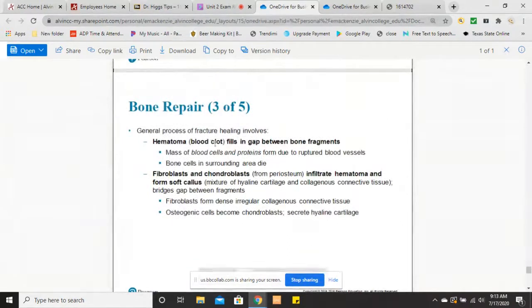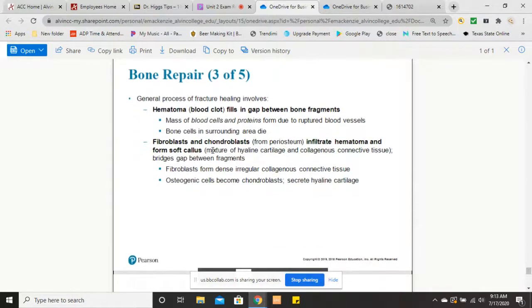So the first step when you break a bone is you're going to bleed and it's going to fill up all the gaps and clot. You're going to get a hematoma. And you're going to stay in this phase for about 2 weeks. So when you break your leg, you go to the hospital, they put you in a cast and you go home, you'll still be in this phase for the next 2 weeks. Then after that, you'll move on to the next phase where you form your soft callus or your fibrocartilaginous callus.